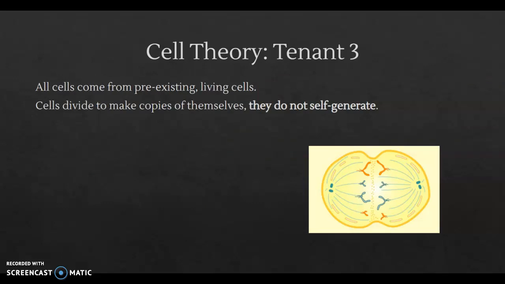And then our third theory is the idea that all cells come from pre-existing living cells. So remember we were talking about self-generation. That was a very common theory way back when. And then they figured out that actually cells do not self-generate. They make copies of themselves by dividing. And so that is our final tenet of cell theory.